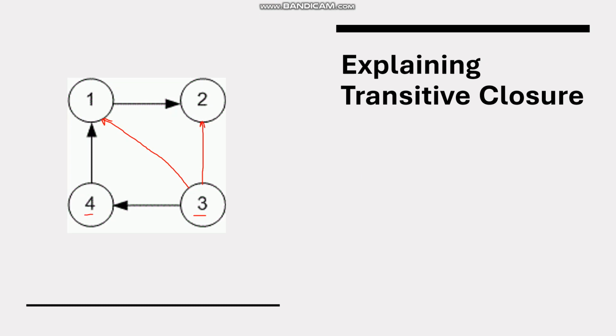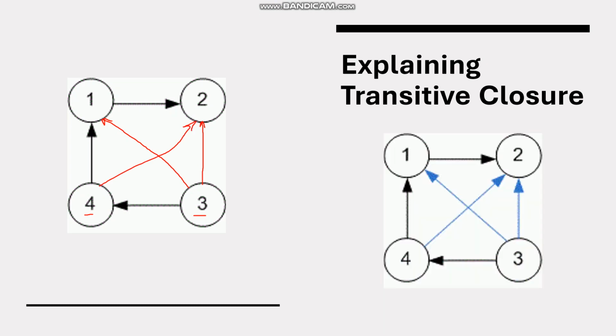If we start from 4, we have an indirect connection from node 4 to node 2 because we can go from node 4 to node 1 and from node 1 to node 2. So here is the solved example as we just discussed.